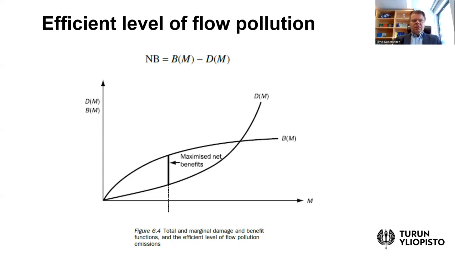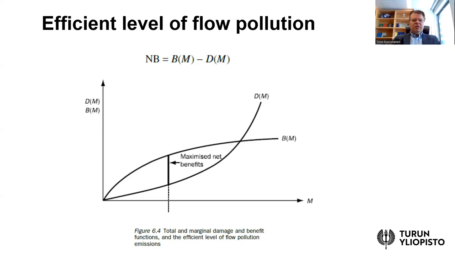So we think that this damage function is also increasing, but it is increasing and convex. The more there is emission, the greater the damage becomes. As an example of flow pollution, think about noise. Initially, a low level of noise is not really that harmful, but when it gets more and more noisy, it starts to become more annoying and eventually causes also health damage.